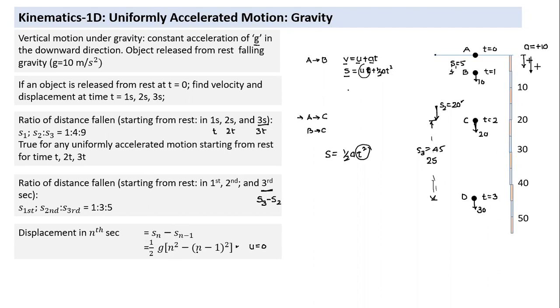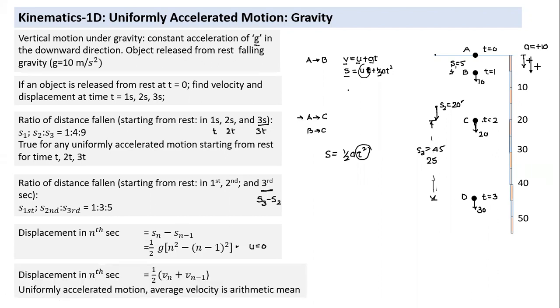There's another way we can calculate the displacement in nth second. What is the other way? We use average speed into time interval. If it is nth second, the time interval is 1 second. So in that case, what will be the displacement? Average speed, sorry, average velocity, not average speed. So what is average velocity when we talk about displacement? (v_n plus v_(n-1)) by 2, because in case of uniformly accelerated motion, average velocity is the arithmetic mean. That's another expression we can use for calculating displacement in nth second.